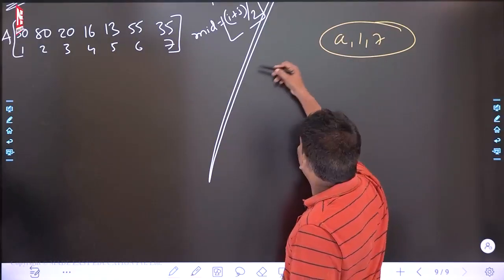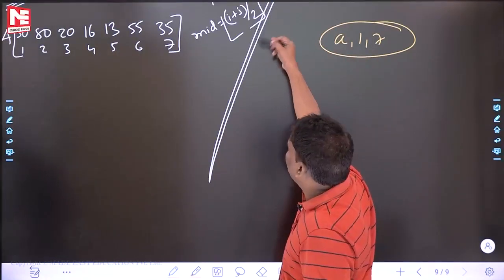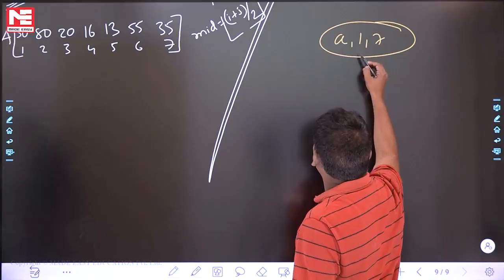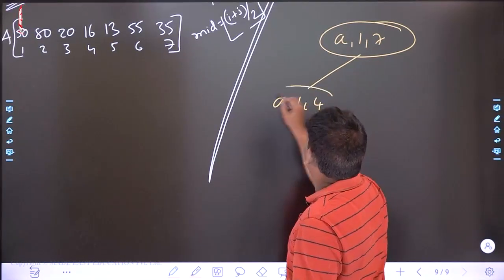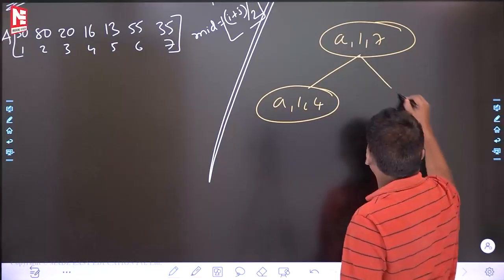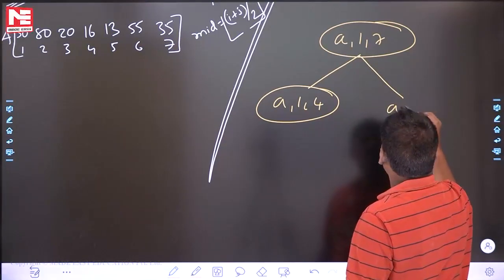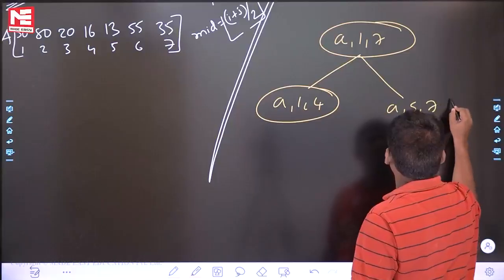Then find the mid element. What is the mid element? 1 plus 7, 8 by 2, 4. The mid element is 4. So what will merge sort do? Just divide array A, 1 to 4 until mid, first half sort. Next, the second half also sort. What is the second half? 4 plus 1, 5 to 7 sort.